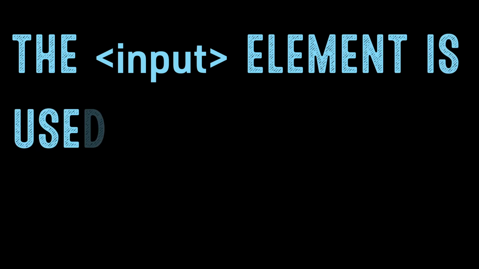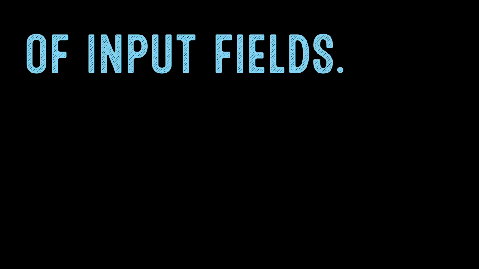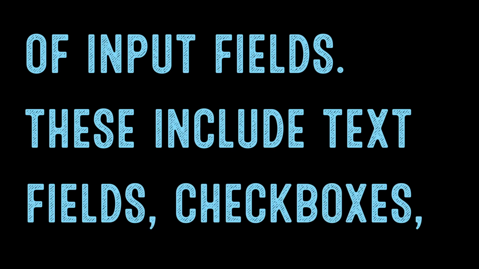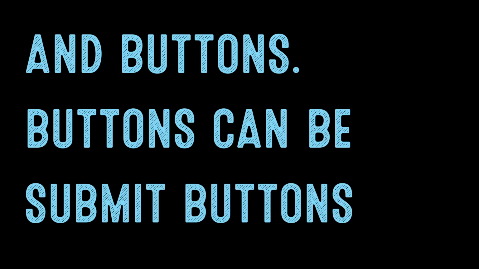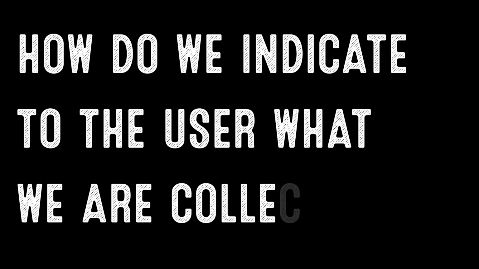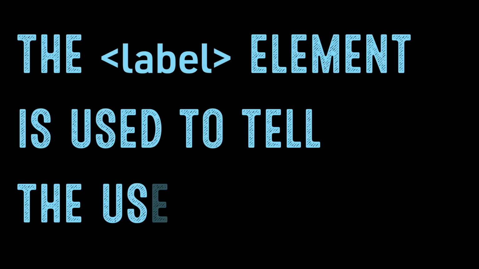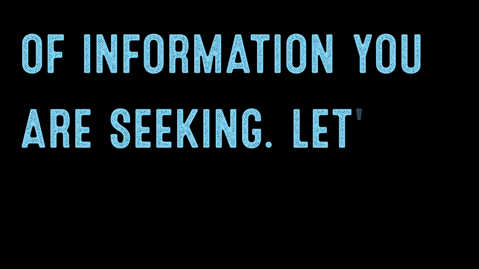The input element is used in conjunction with the type attribute. This attribute indicates the different types of input fields. These include text fields, checkboxes, and buttons. Buttons can be submit buttons, but also things like radio buttons. How do we indicate to the user what we are collecting? The label element is used to tell the user what kind of information you are seeking.